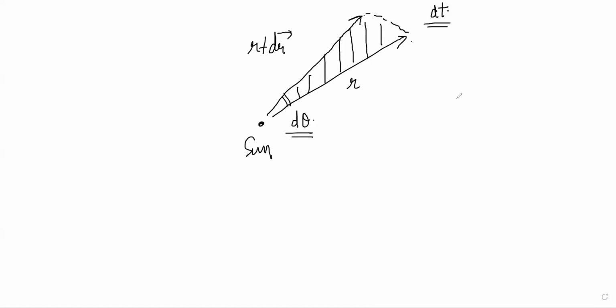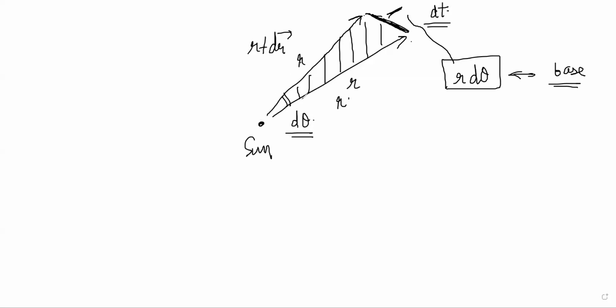Because the time taken is really small, I can say that this is roughly a straight line. So then it is like a triangle. And the distance at the end of the arc would be r times d theta. That is the base of the triangle. If you look at this triangle, the radii are roughly the same, only r and r, not much has changed.